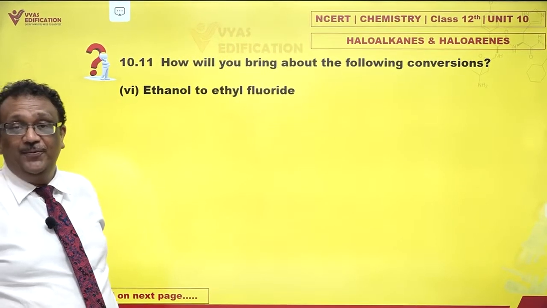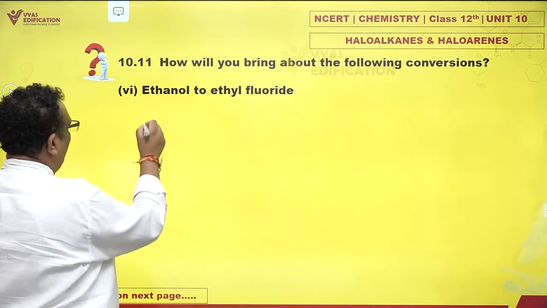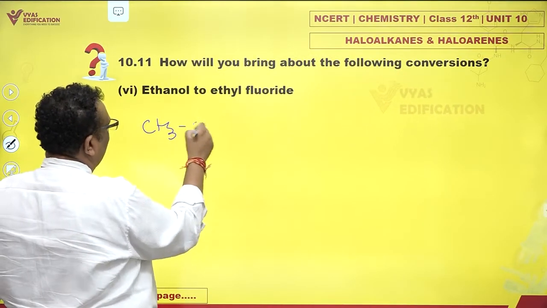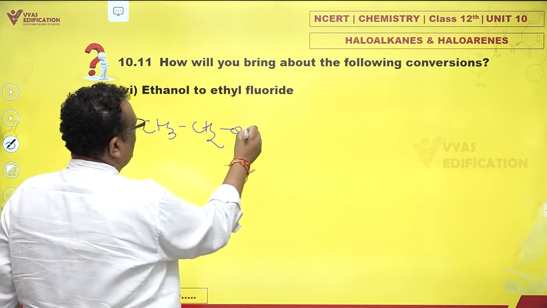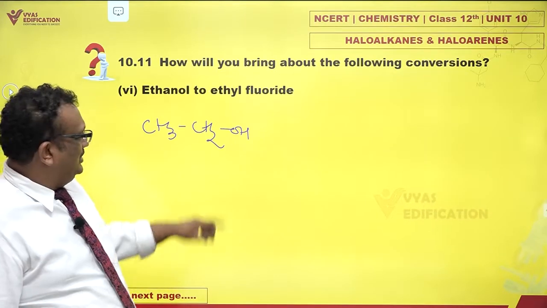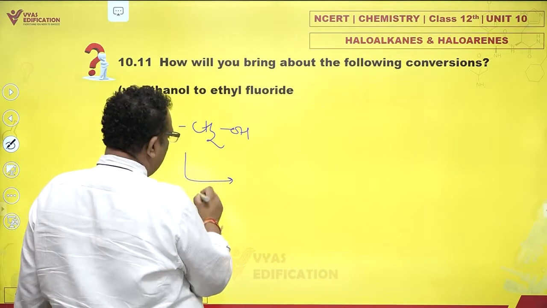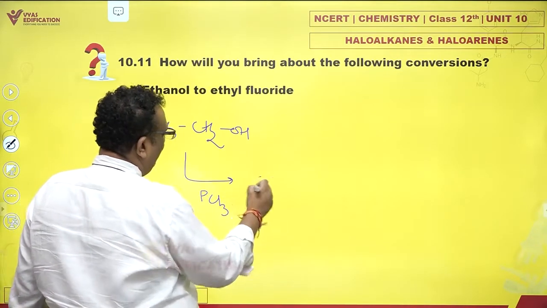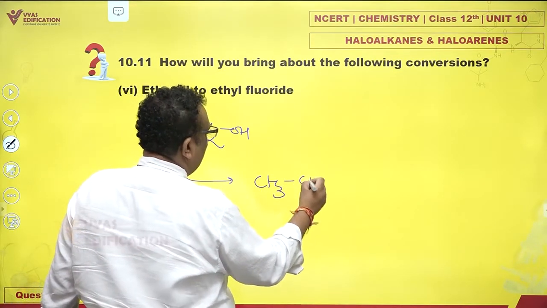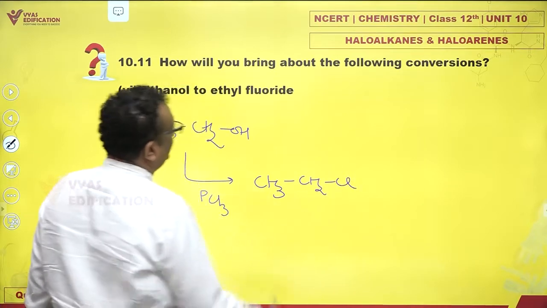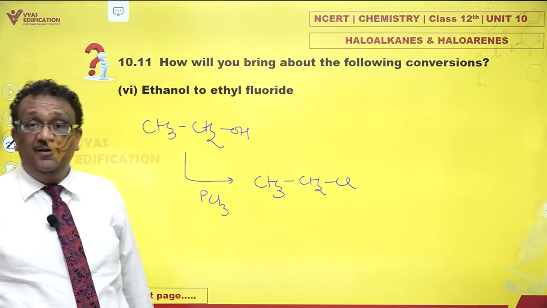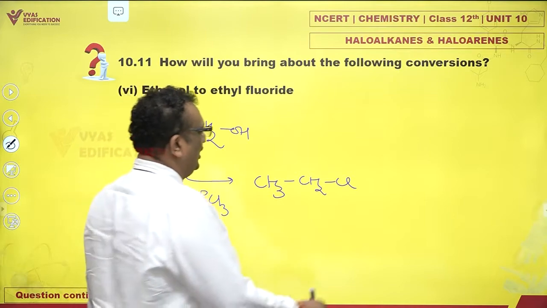Now how would you do that? Well, when you have CH3CH2OH, alcohols, the C-O bond is difficult to break. The first thing you're supposed to do is treat it with something like PCl3. You get CH3CH2Cl. But we wanted fluoride. Yes, you'll get that.